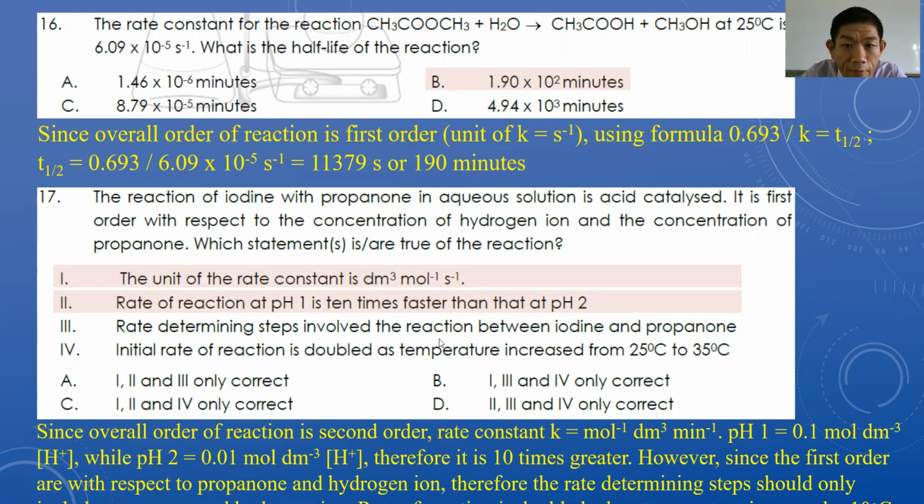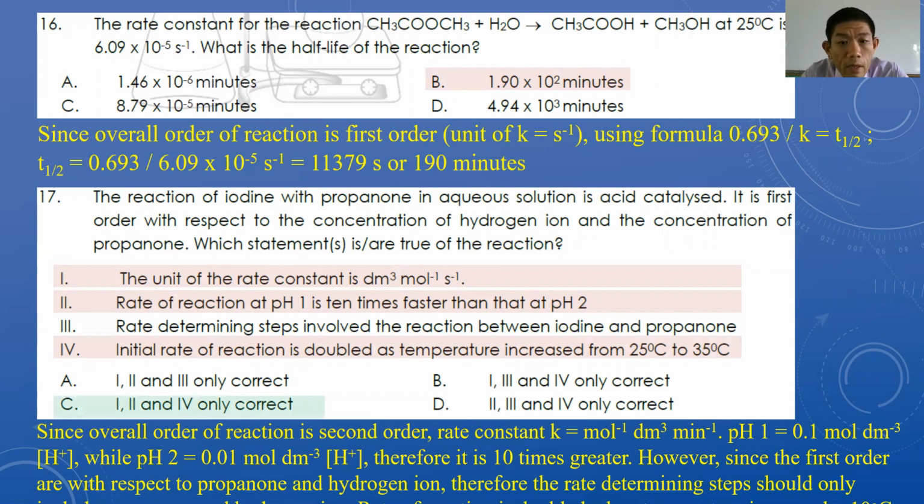Number 3, rate determining step involve the reaction between iodine and propanone, is wrong because in here, the first order is with respect to concentration of hydrogen ion and propanone only, while iodine is not mentioned, so iodine is probably 0 order. So number 3 is wrong. And then number 4, initial rate of reaction is double as the temperature increases from 25 to 35, which is also correct because for room temperature, increasing the temperature by 10 degrees Celsius will double the rate of reaction. Okay, so the best answer in here is C. So that is for number 17.